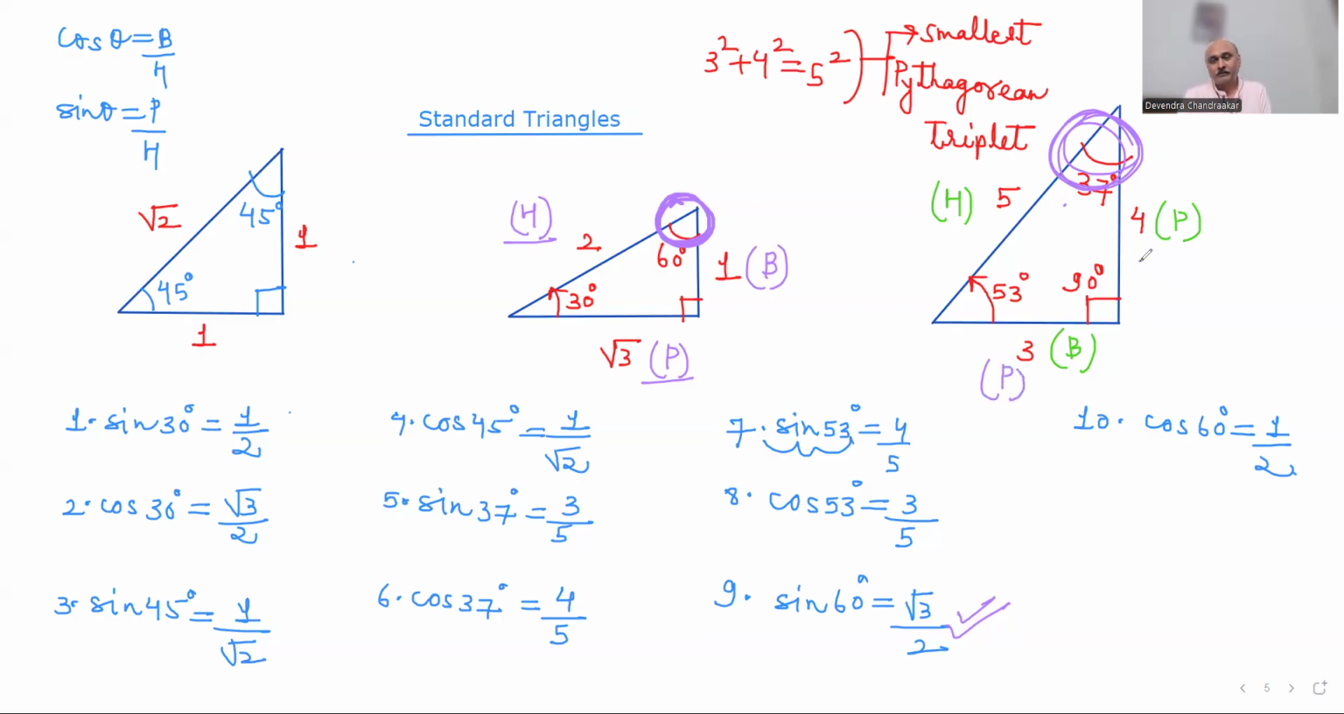So this is P, this is B, right? Now, Ira, tell me what is sine 37 degrees? 3 upon 5. You check your answer now. Got it? Yes, sir. Understood the mistake? Tejas, same mistake. The last ones.